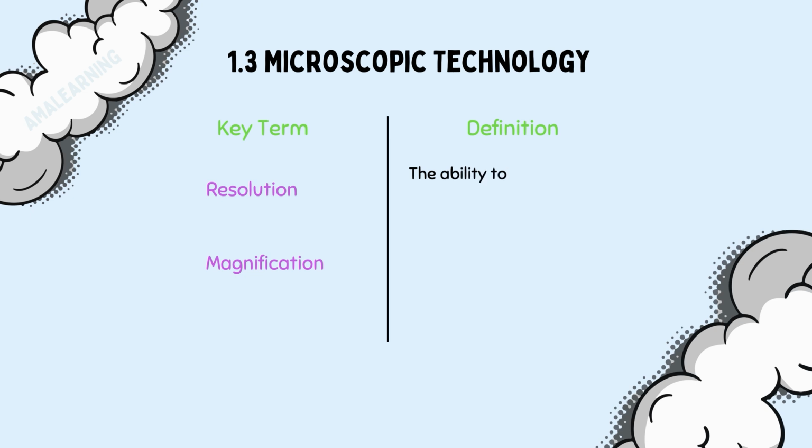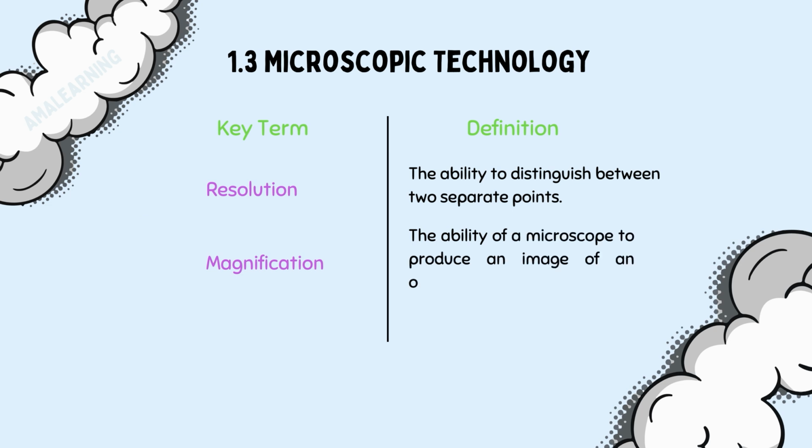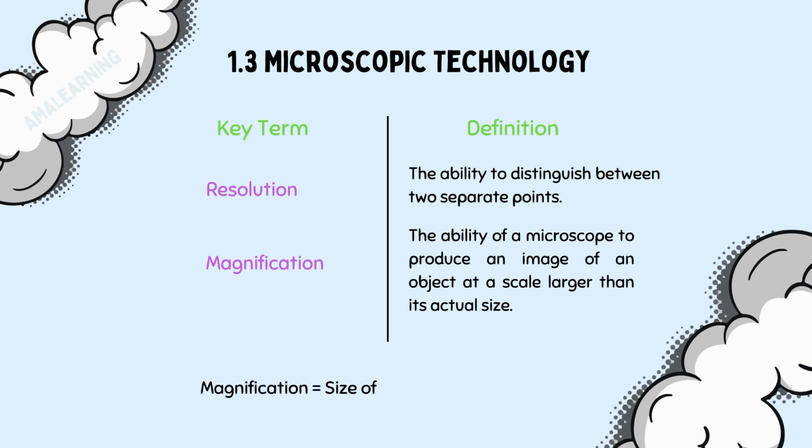Resolution is the ability to distinguish between two separate points. Magnification is the ability of a microscope to produce an image of an object at a scale larger than its actual size. Magnification is equal to the size of image divided by size of real object. An easy way to remember the formula is I A M.